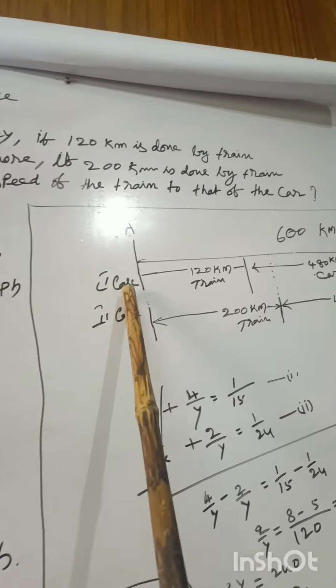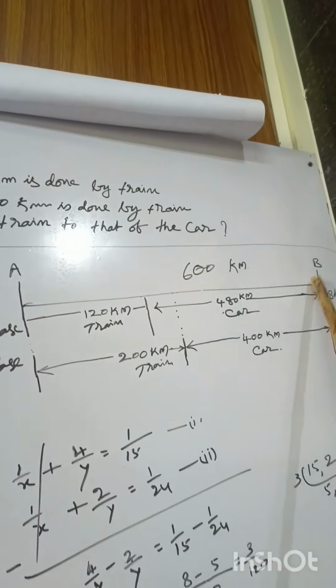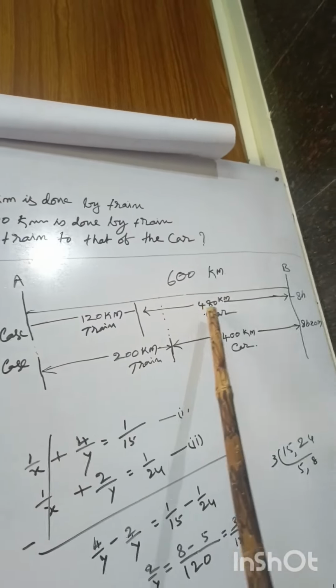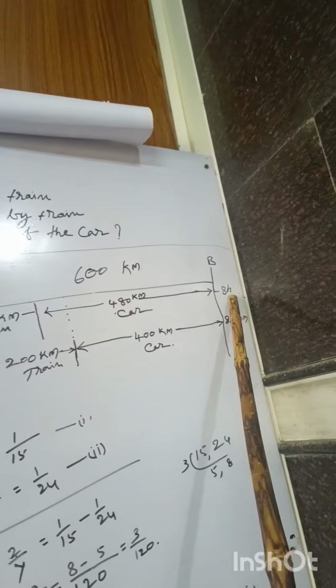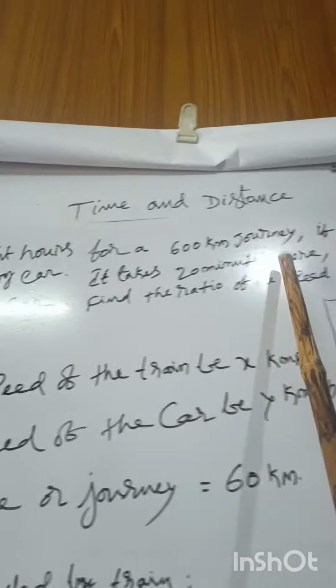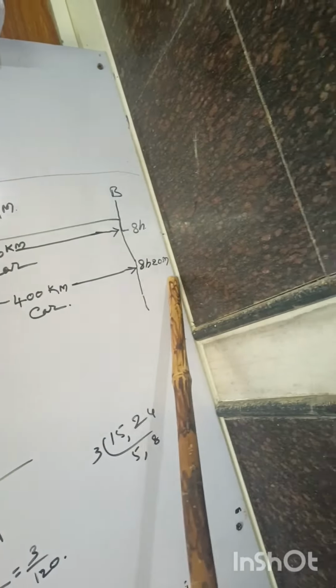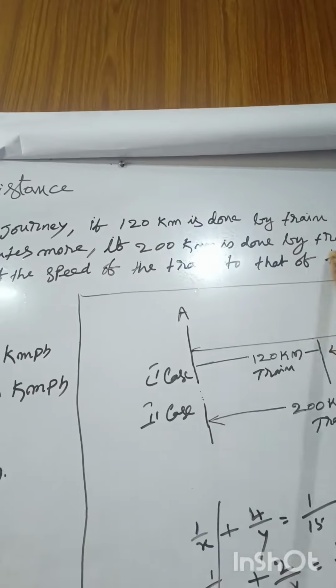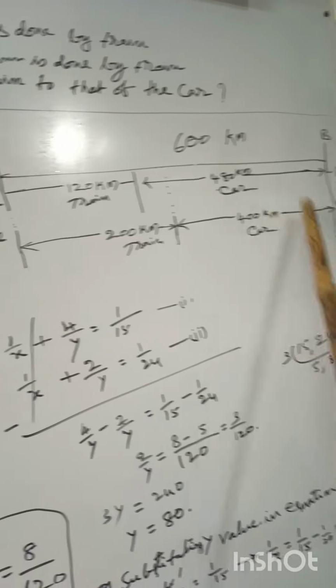So you have to understand this first case: the total journey is 600 kilometers. If he does 120 km by train and 480 km by car, he takes 8 hours for the journey. Okay, that is the first case. And in the second case, he took 20 minutes more. 20 minutes more means 8 hours plus 20 minutes. So 8 hours 20 minutes is taken for the second case. How has he done it? 200 kilometers by train and 400 kilometers by car. This is the second case.